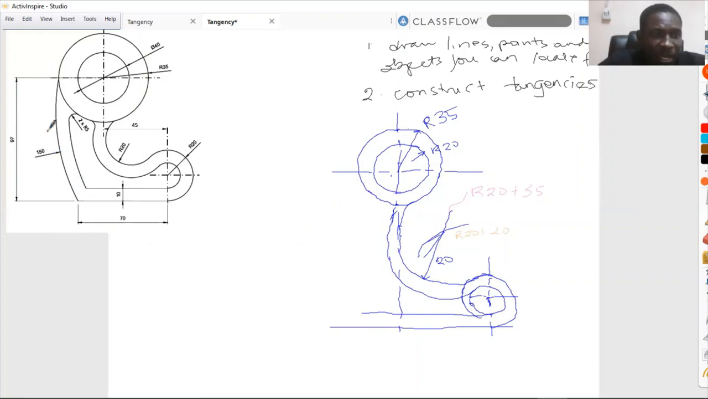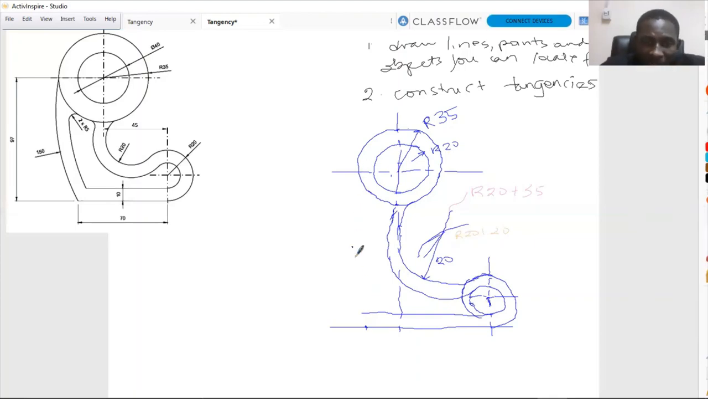We are going to try to construct an arc of radius 150. Okay, you realize that arc is touching this circle of radius 35. That arc is touching it. How? It's touching it internally, okay? And then it is going through a certain point here.